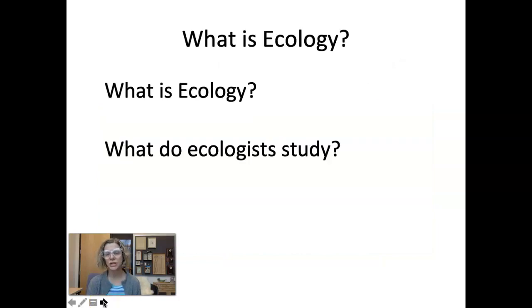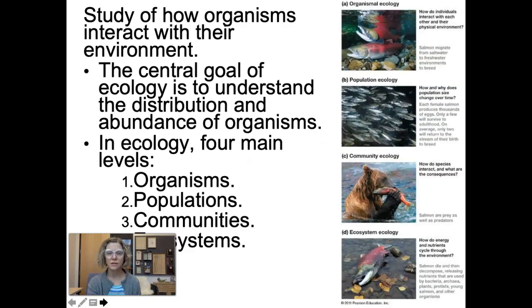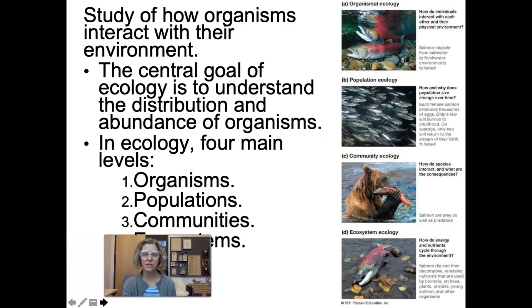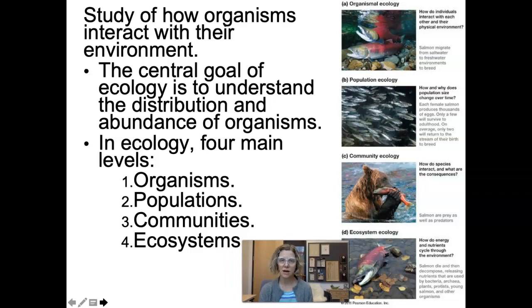So what is ecology and what do ecologists study? First and foremost, a classic definition of ecology is the study of how organisms interact with their environment. A central goal of ecologists is to understand the abundance and distribution of organisms throughout a particular ecological space. We generally look at ecology at four main levels: organismal level, population level, community level, and ecosystem level. So these are sort of a hierarchy of how ecological studies are done.